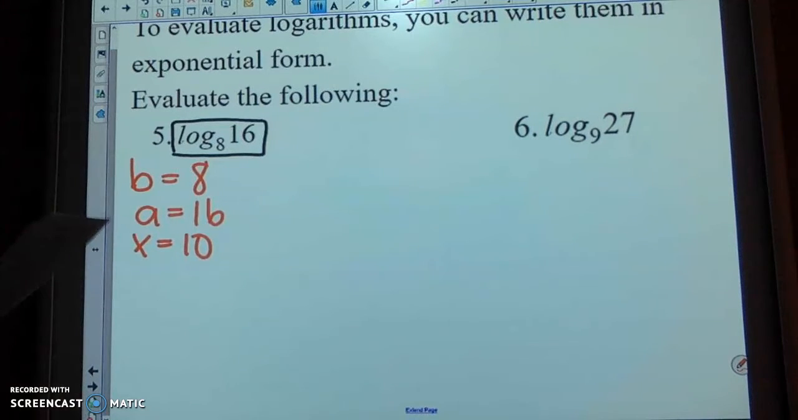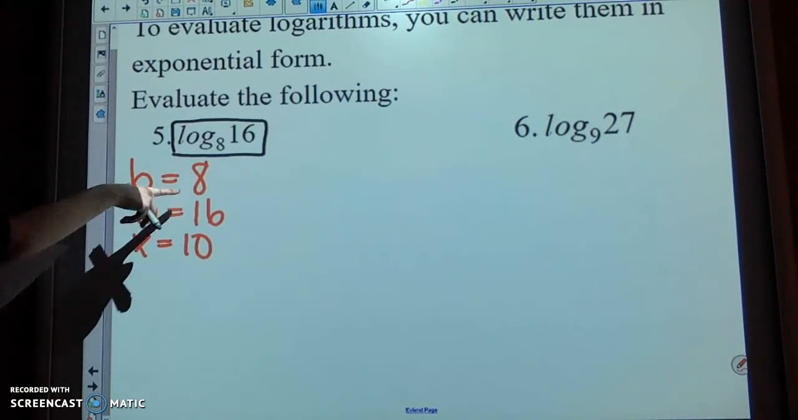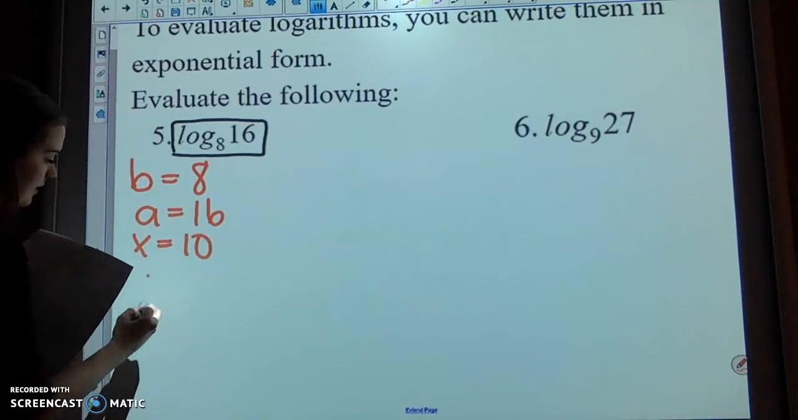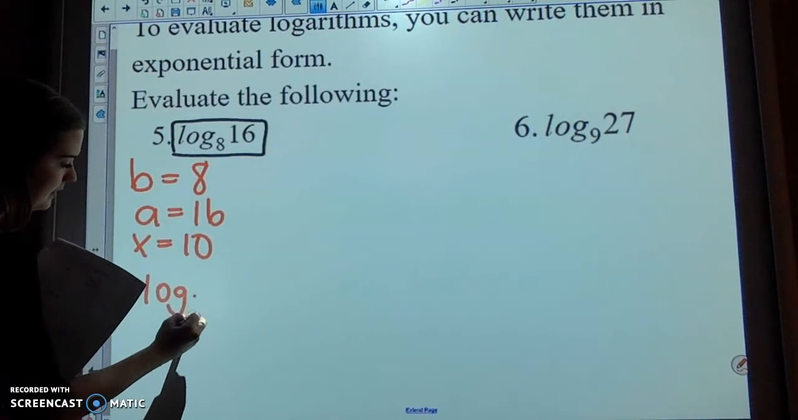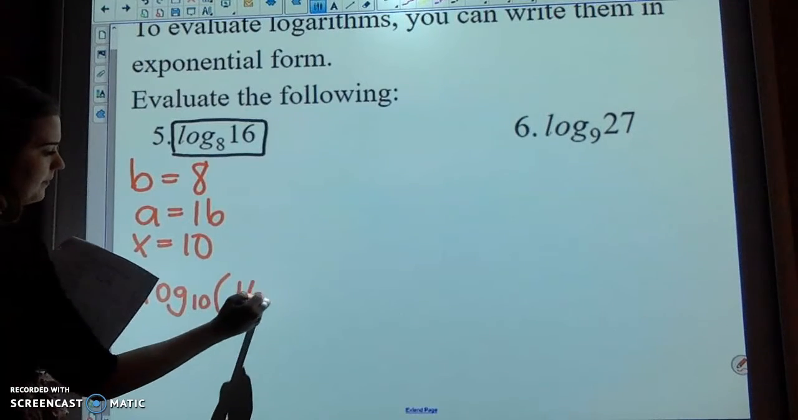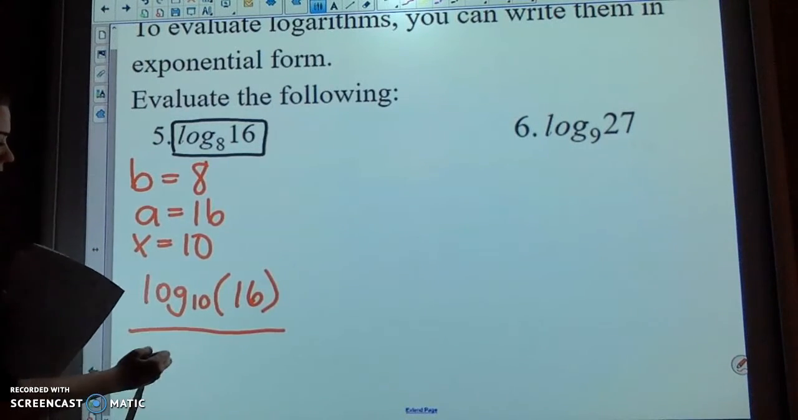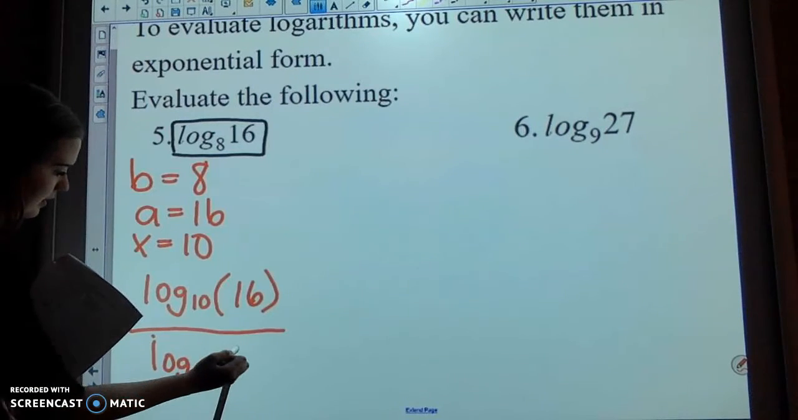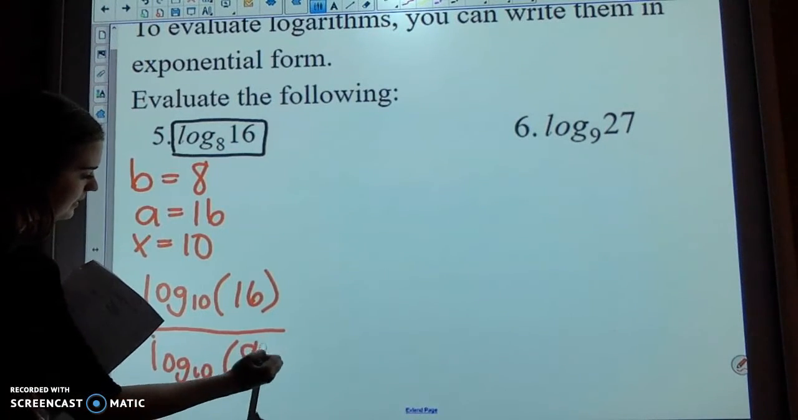All right. So then we go and we plug in our information. So we have log base b of a is equal to log base x, so log base 10 of a, which is 16, divided by log base x again, which is 10, of b, which is 8 here.